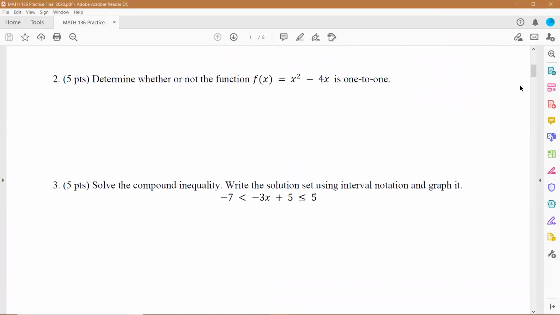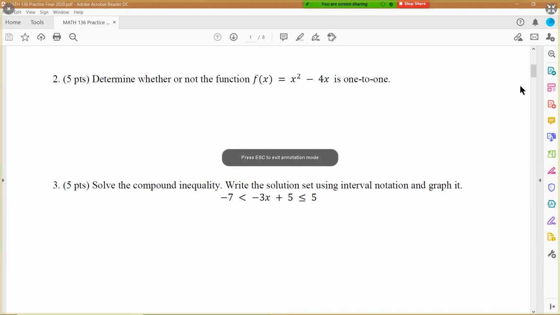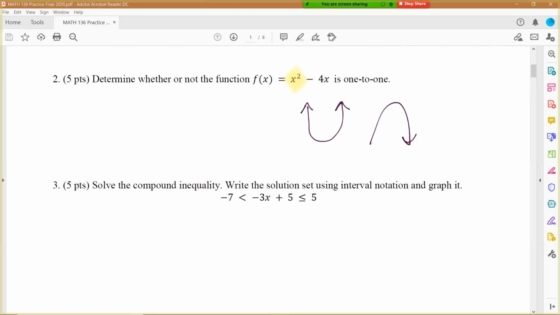Question number 2, we're going to determine whether or not this function is 1-to-1. So here we were given what type of function? Is it quadratic, linear, cubic? It's quadratic. We know that a quadratic always looks like a parabola when we graph it. Parabolas look like this. You could flip it upside down if the first number was negative. But anyway, you know that this is a parabola.